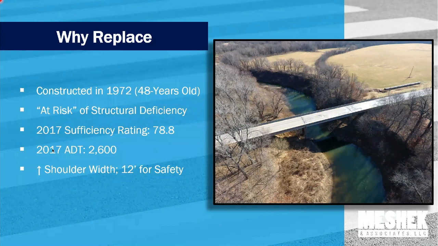So why does ODOT want to replace this bridge? Well, at one of the last inspections, they found that the bridge is nearing the end of its service life. And one of the other things for this two-lane highway is that ODOT would like to increase the safety for this bridge by increasing the shoulder width to 12 feet.